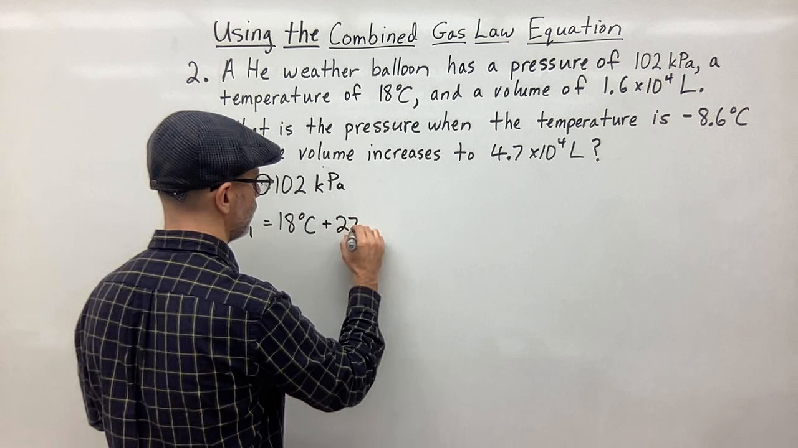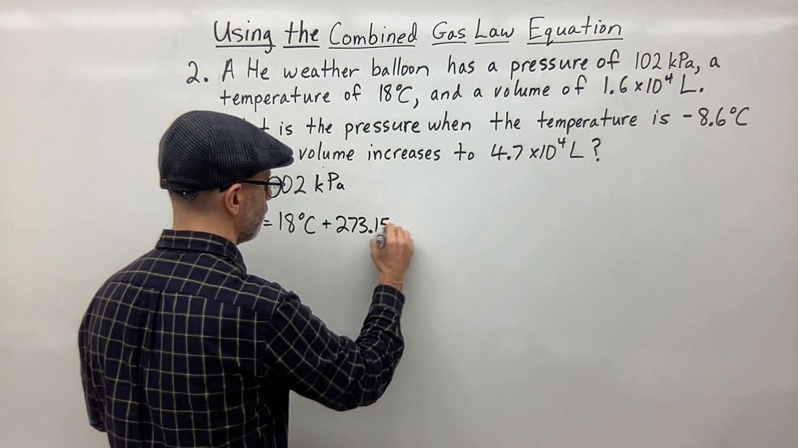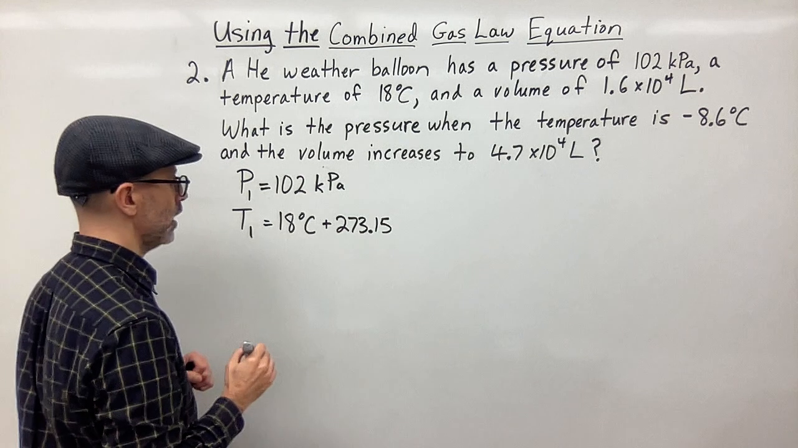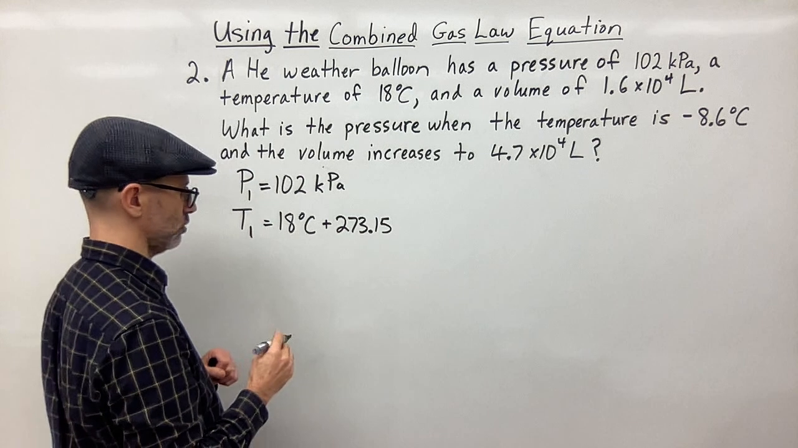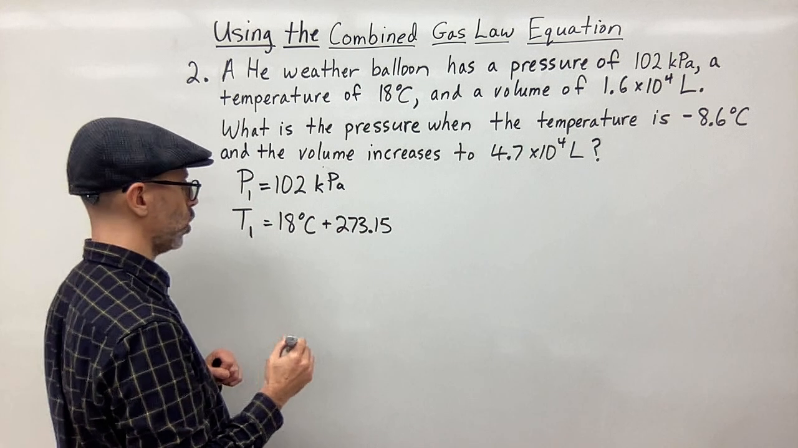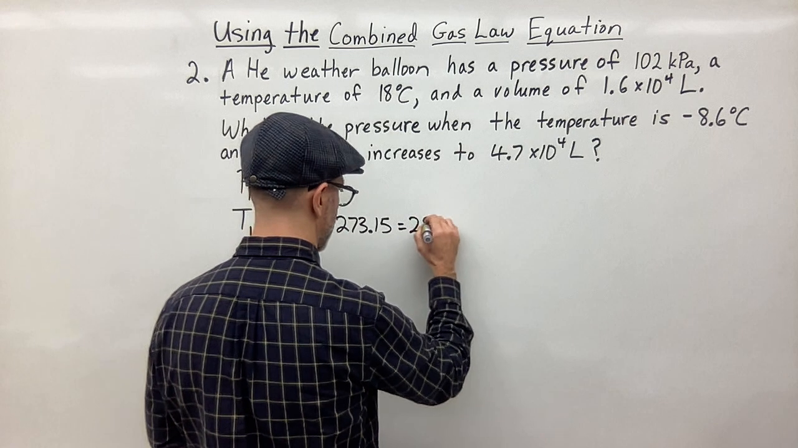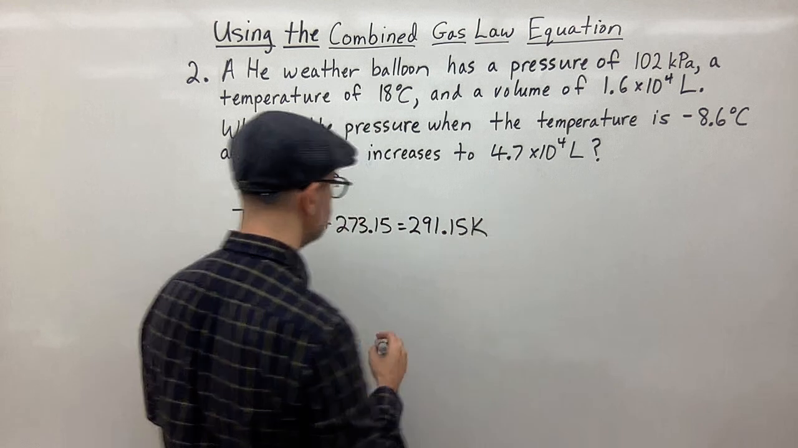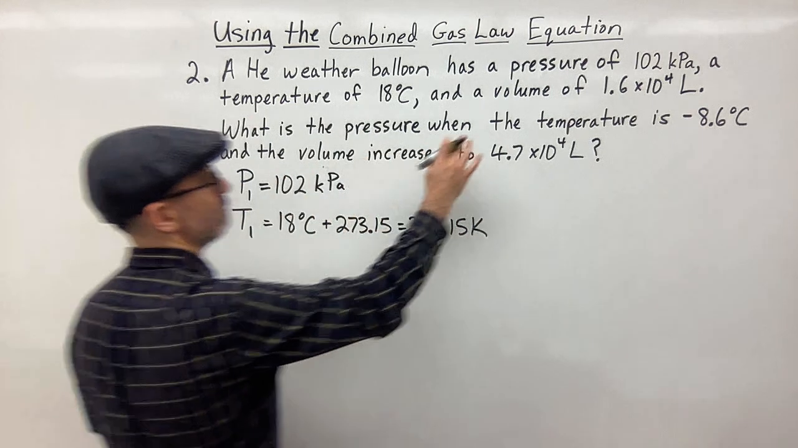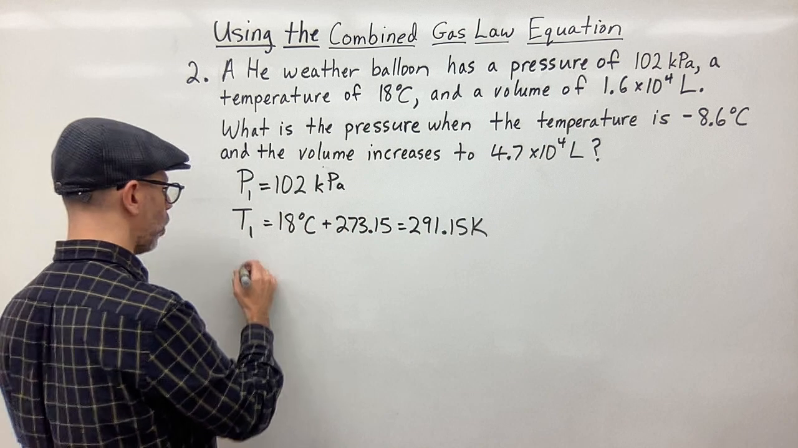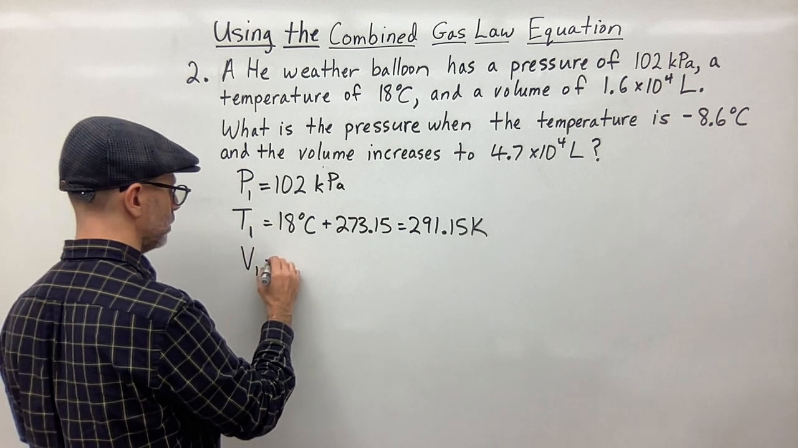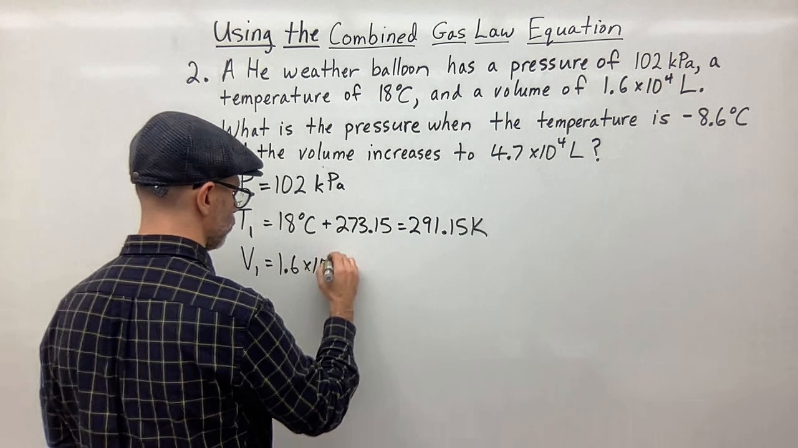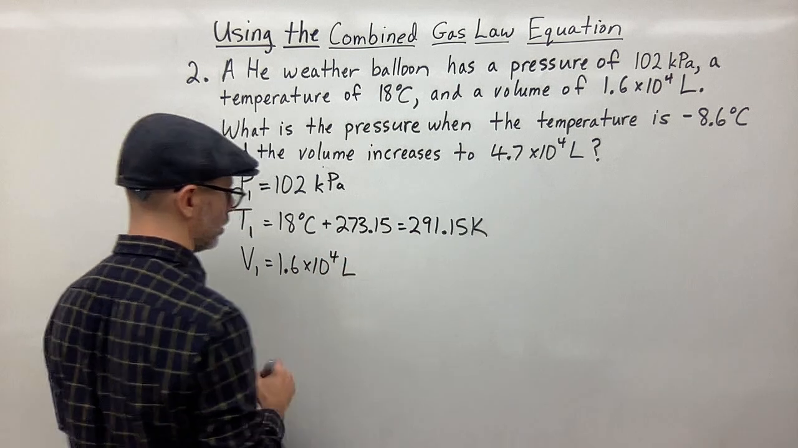So we'll add 273.15. When we add that, we get 291.15, so T1 is 291.15 Kelvin. And we're given a volume of 1.6 times 10 to the 4. So that's our V1: 1.6 times 10 to the 4th power liters.